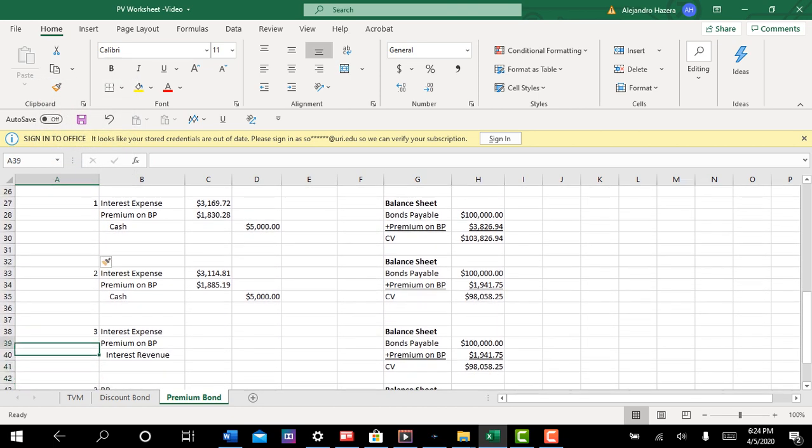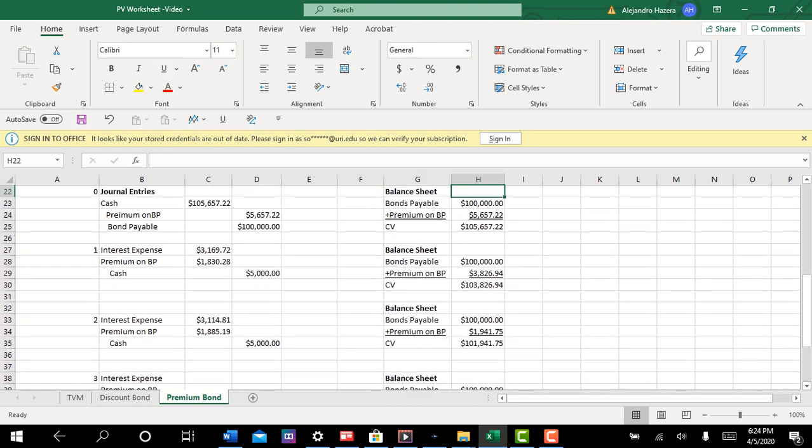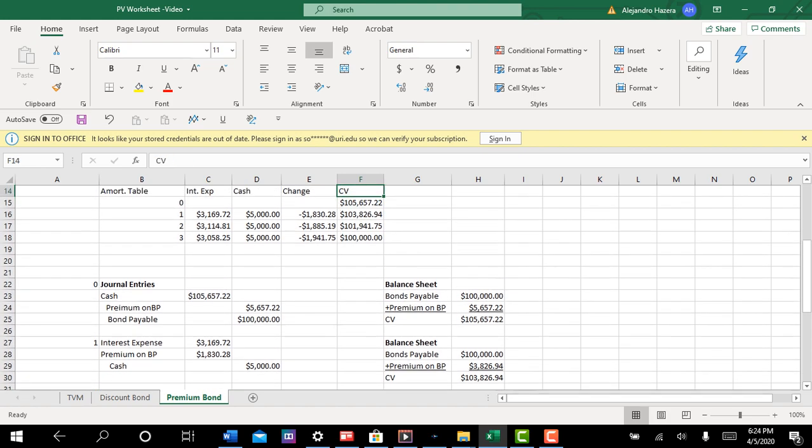So your new carrying value is 98. No, that doesn't make any sense. So our carrying value is, okay, equal to 101,941.75. I think there was an error in that. That's correct because it's equal to my end of year 2 carrying value of 101,941.75.